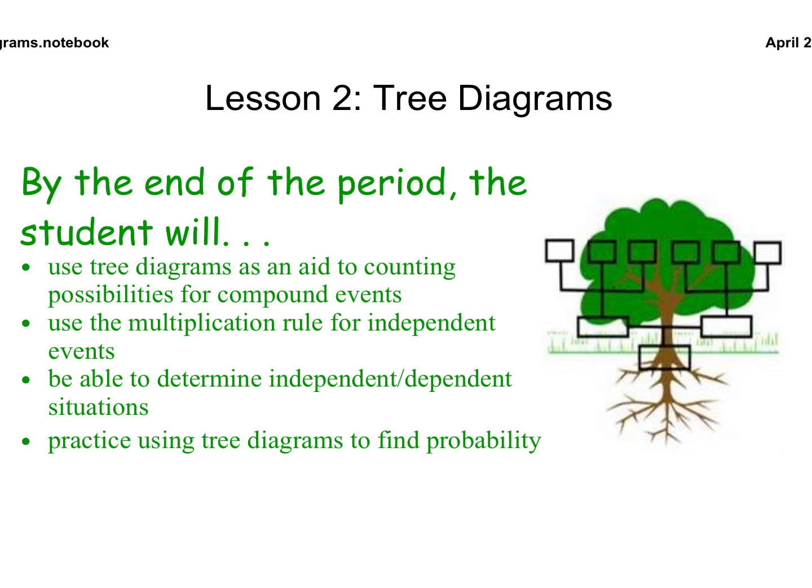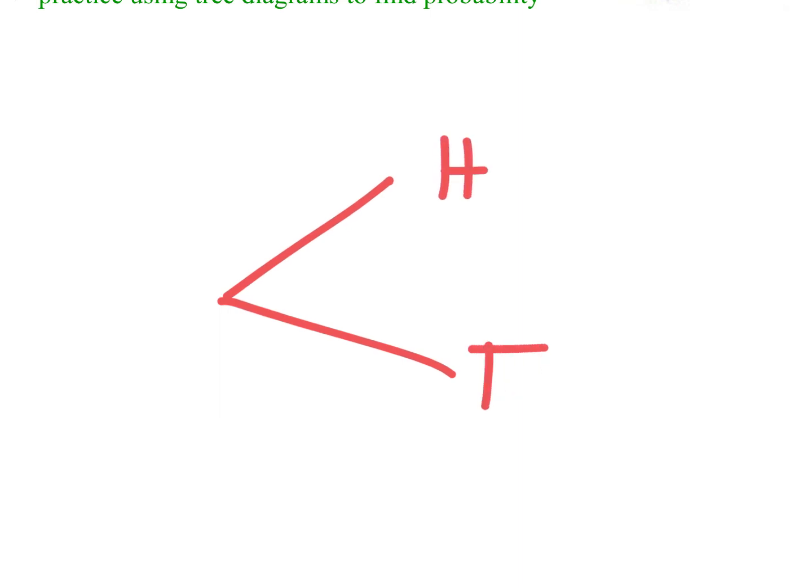You can use a tree diagram to do pretty much every probability question. Not everyone, but almost everyone. Let me give you an example of how you could use a tree diagram. Here's the event, and two things can happen. This whole thing is called an event. And if I flip a coin, you're either going to get heads or you're going to get tails.